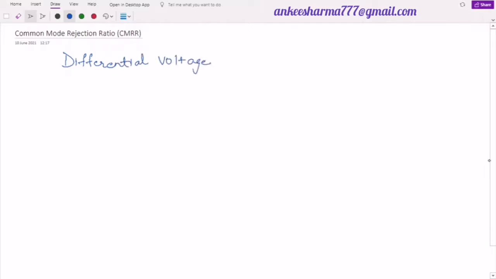and the second one I will write here as common mode voltage gain.